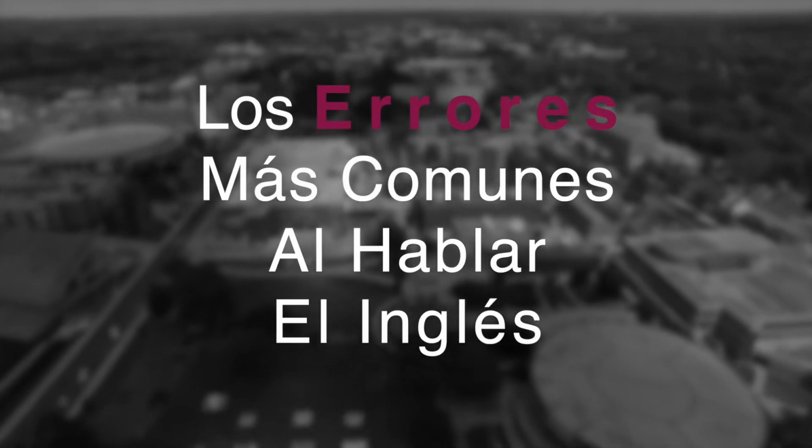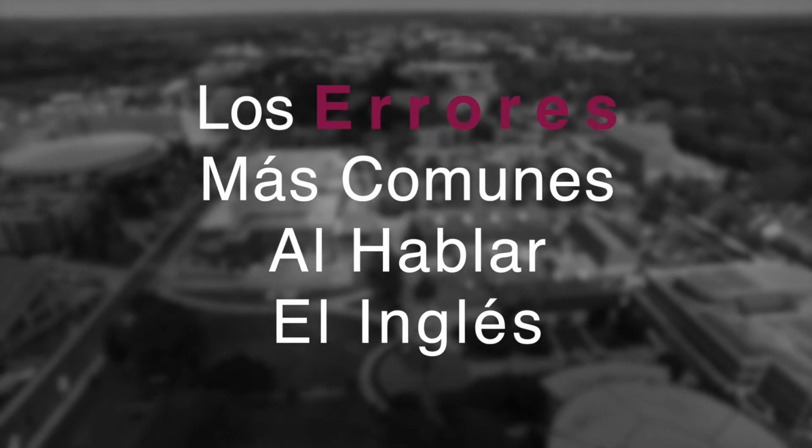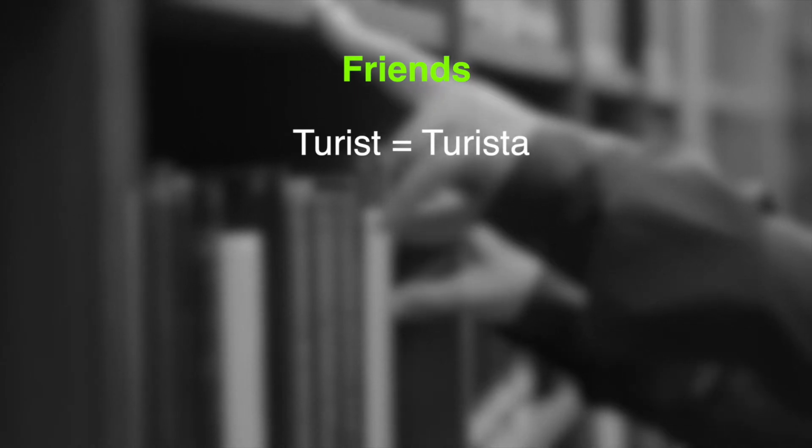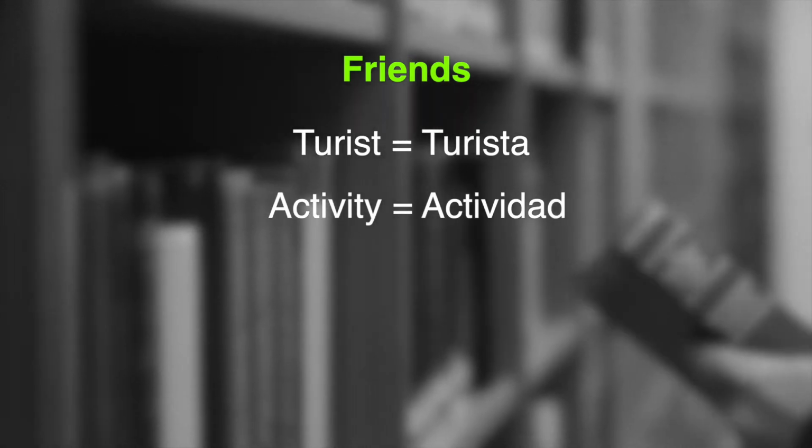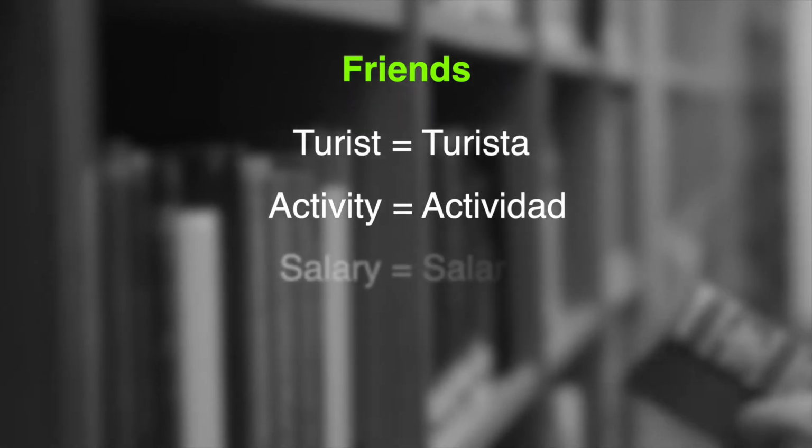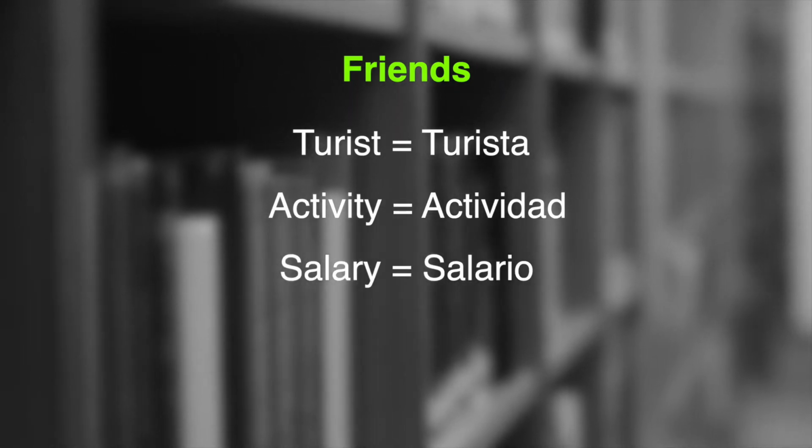Today, we are looking at mistakes people make while speaking English because of words that look similar in Spanish and English. Words that are similar in different languages are called cognates, or we could call them friends. Let's look at some examples with Spanish and English. The words tourist and turista, the words activity and actividad, or salary and salario.